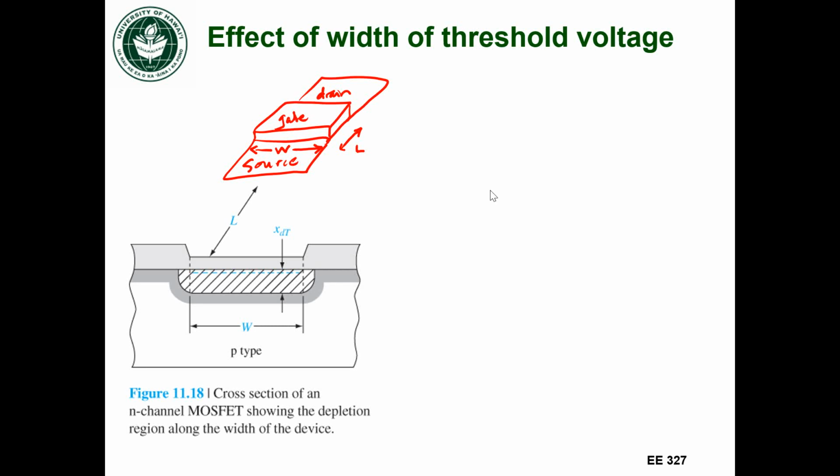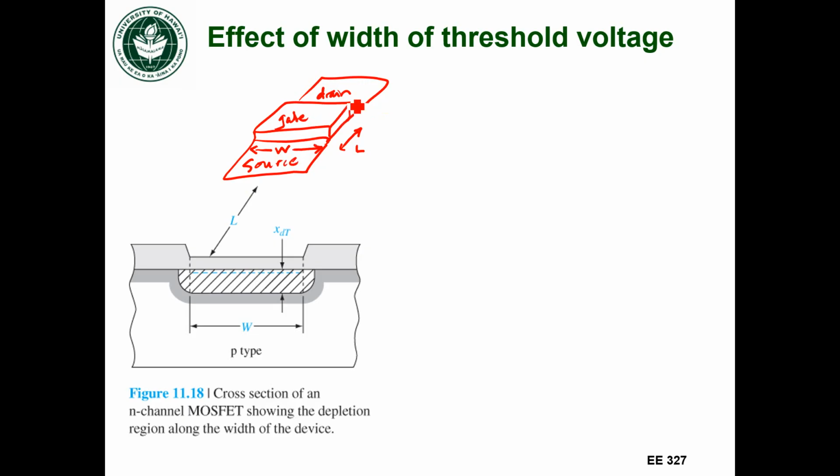Okay, now let's look at the effect of the gate width on that threshold voltage. So this figure in the bottom left is showing the width of the transistor. Length is actually going into the page, and it's a little bit different from what we normally are looking at. So here's a kind of a pseudo 3D diagram.